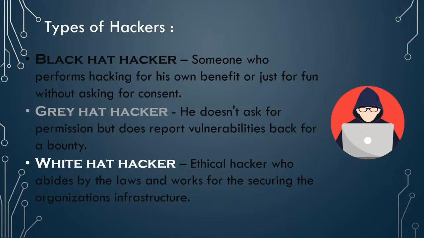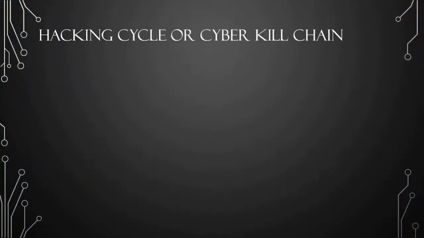So all these three types of hackers, whether a black hat, a gray hat, or a white hat hacker, perform hacking or ethical hacking in a certain number of steps. And those steps collectively are called the hacking cycle or cyber kill chain. Now let me list those steps out one by one so that you can have a clear picture of what the whole course is about, and then we'll briefly discuss all of them.